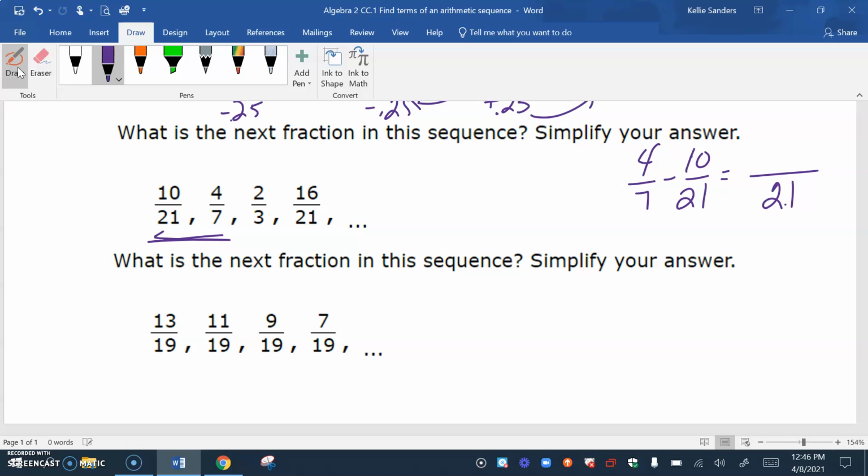But we would get a common denominator. That would need a 3. That would need a 3. So that would make it 12. And 12 minus 10 is 2. So we are adding 2 over 21 every single time.